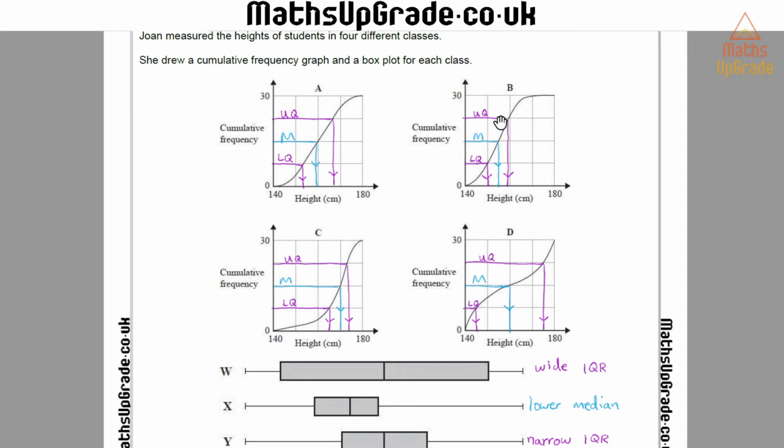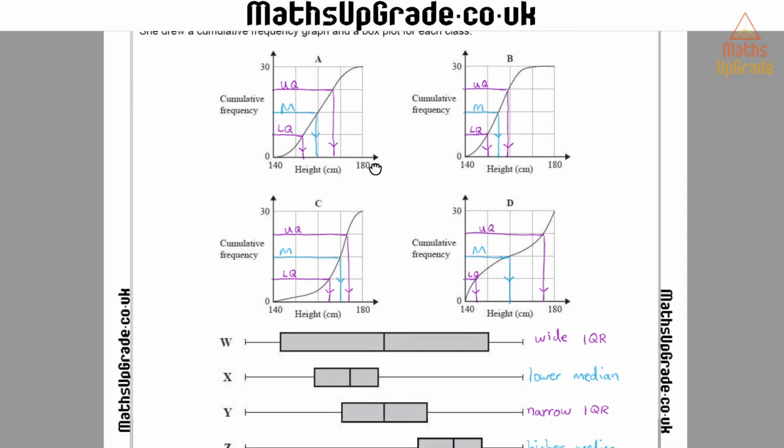For this one here, you can see the median is first of all slightly less than it is for A, and the lower quartile and upper quartile are closer together than they were in A. For C, the lower quartile, median, and upper quartile are all close together and they're greater than they were for A. And in graph D, the median is the same as it was for A, but the lower quartile and upper quartile are quite spread out.